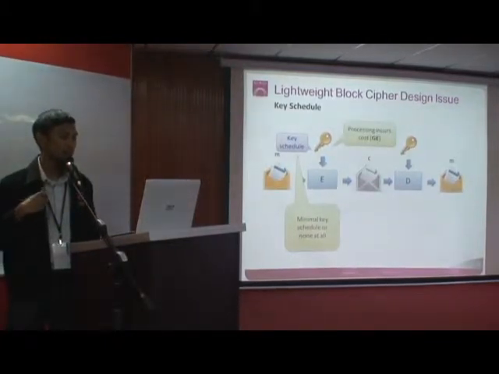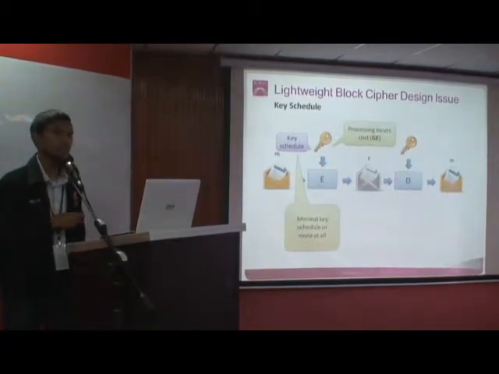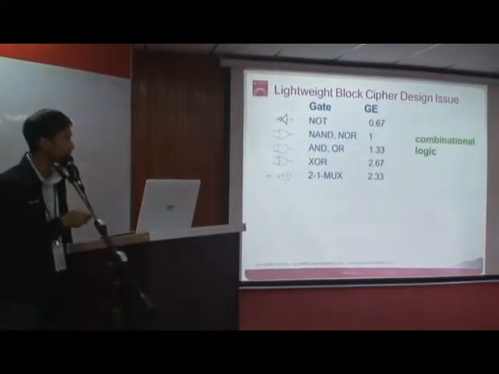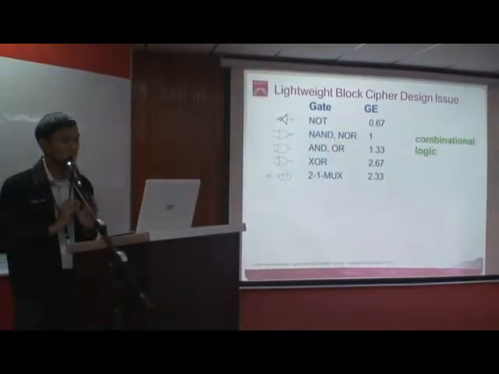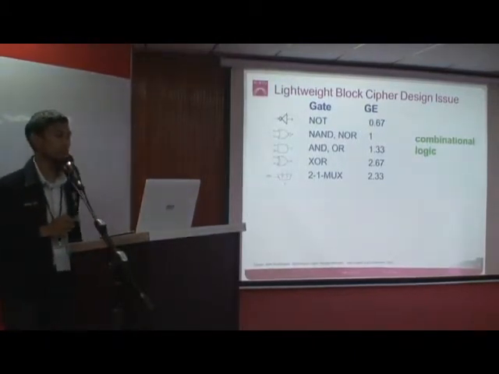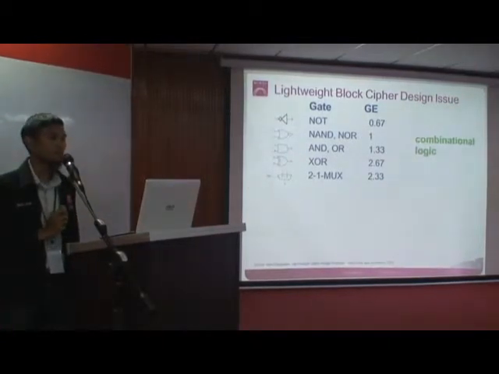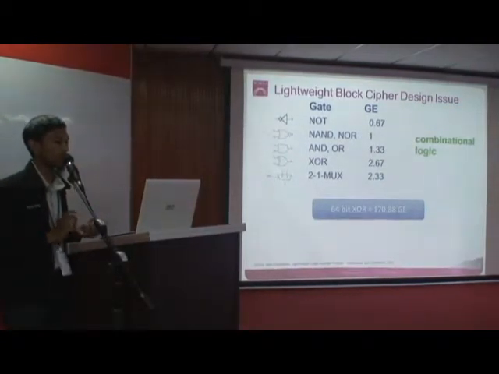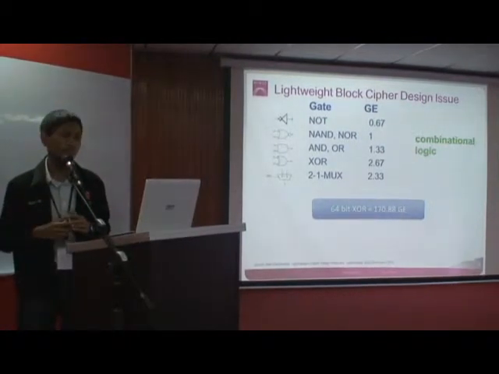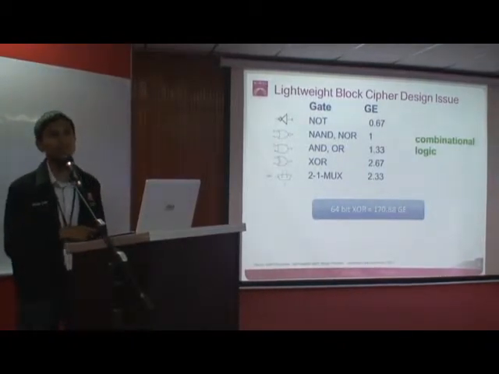Why? Because if you do some processing, it also incurs costs in terms of GE. An example is as follows. If you use a NOT gate, it occupies about 0.67 GEs. If you use XOR, XOR is about 2.67 GEs. So if you have a 64-bit block and you want to XOR it with a 64-bit value, that occupies about 171 GEs.